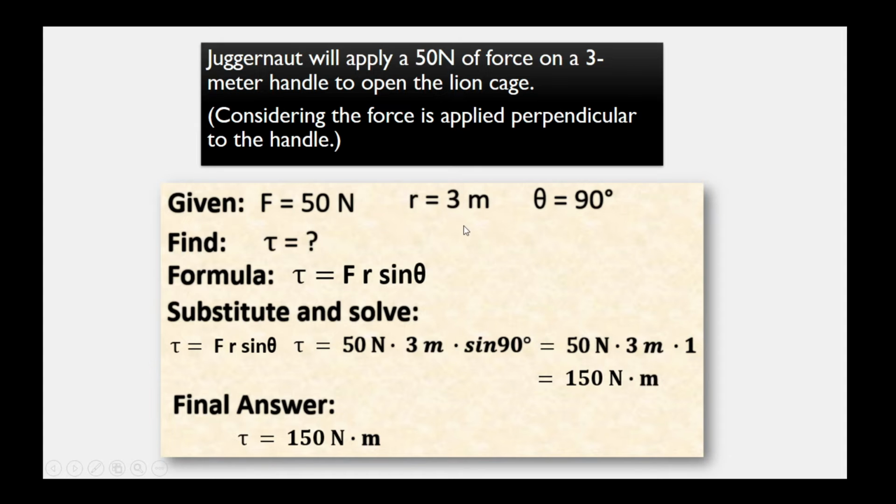Now let's go ahead and substitute this. We have 50 Newton times 3 meters times sine 90 degrees, which is equivalent to 1. Once we multiply this, we will have 150 Newton meters. Now, to further learn its concept, I'll be making one example.